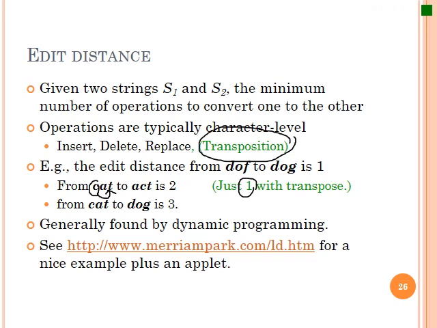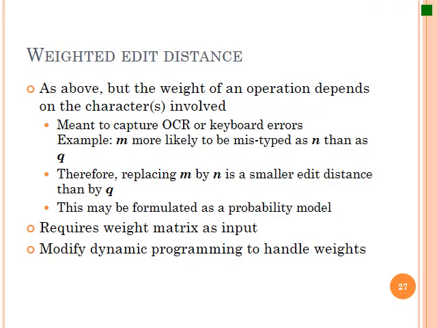Now generally speaking, to solve this edit distance problem, that is, given two words, I want to know the minimum number of operations that converts one string to the other, you can solve that using dynamic programming. You can check out this for a nice example plus an applet on how to do this edit distance using dynamic programming. So I won't go into details on this.